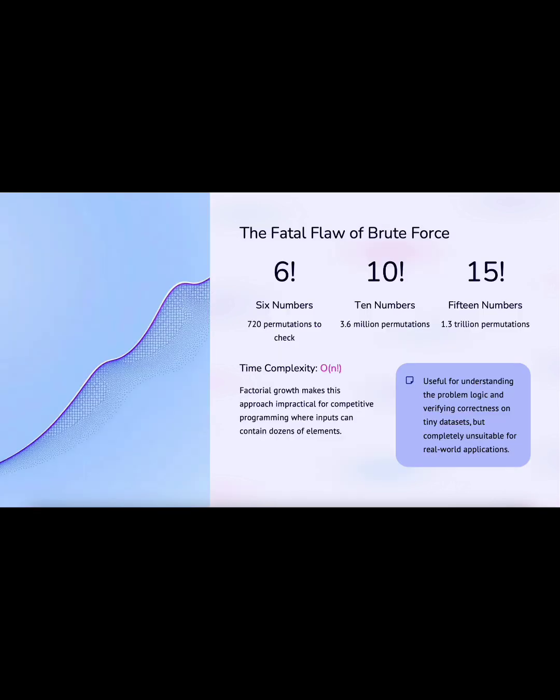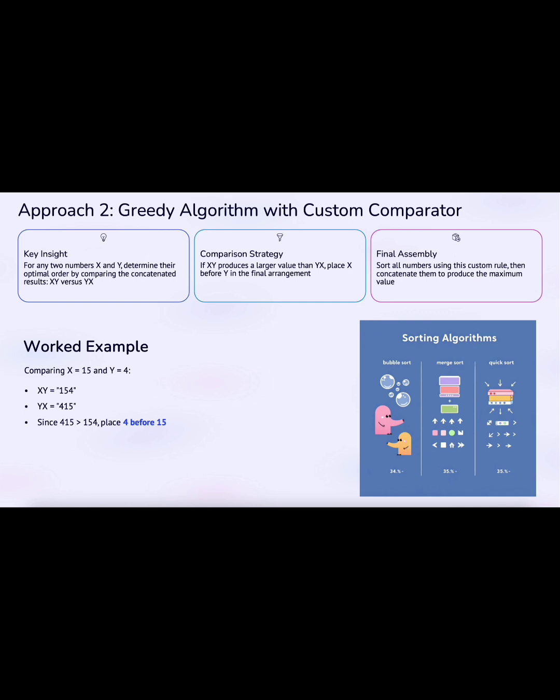So the drawback of brute force is that as the number of elements increases, the time required grows factorially. For example, for 10 elements, it would take millions of permutations to check. Therefore, although the brute force method works perfectly for small inputs, it's inefficient and impossible to use for larger input. So we need a better and faster solution. Approach 2 will now be explained by Palak.